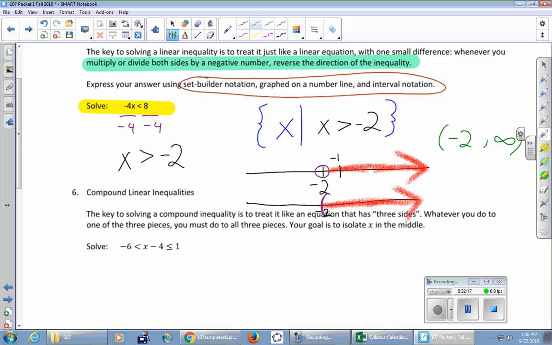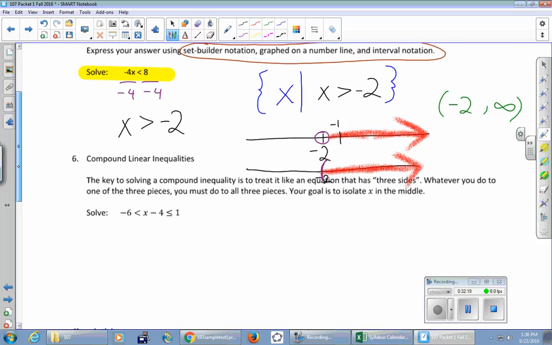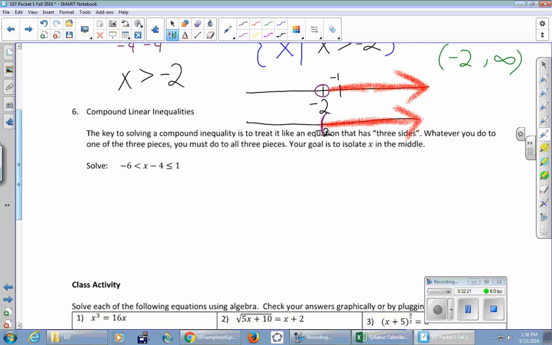All right, and then last piece is down here. Okay, -6 less than x minus 4, less than or equal to 1. This is called a compound inequality because it is two inequalities in one. Really, this is saying two things. -6 is less than x minus 4, stop. And also, x minus 4 is less than or equal to 1, stop. So it's just two inequalities smushed together as one.